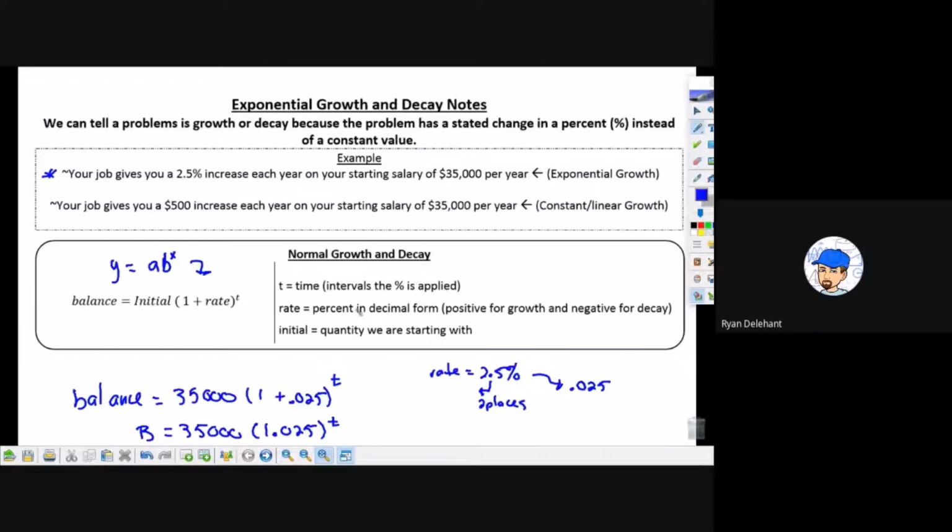What this equation allows us to do, I'm going to erase where I found the rate. The reason you write this equation, and we're going to use this with the other forms too, so we'll practice it. At this point, you would be asked, what's my salary after 5 years? Well, if we wanted our salary after 5 years, our t would become 5. So we'd go 35,000 times 1.025 to the power of 5, and we would plug that in.